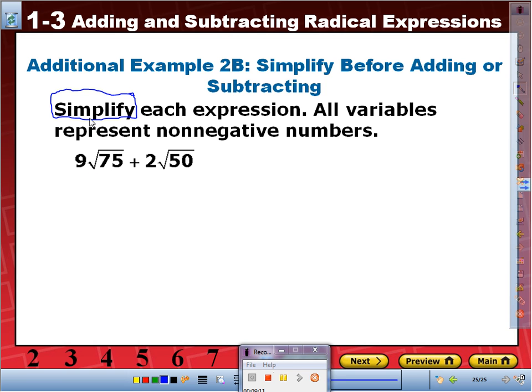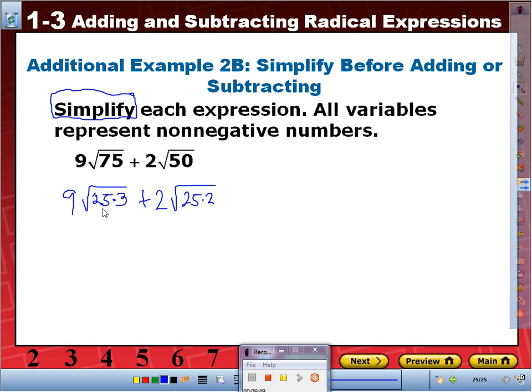Here it goes. It says simplify 9 square root 75 plus 2 square root 50. Step 1, I'm going to simplify. This becomes 9 square root of 25 times 3, plus this one is 2 times square root of 25 times 2. Is that correct?